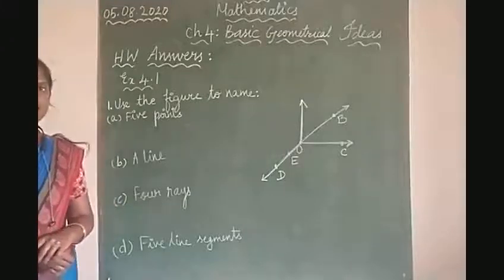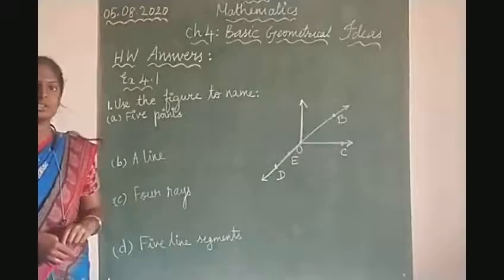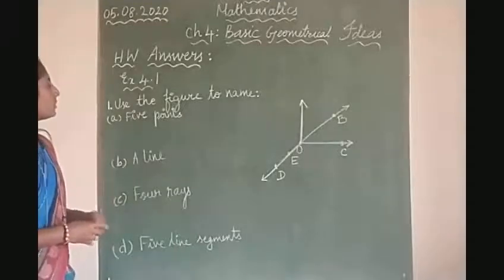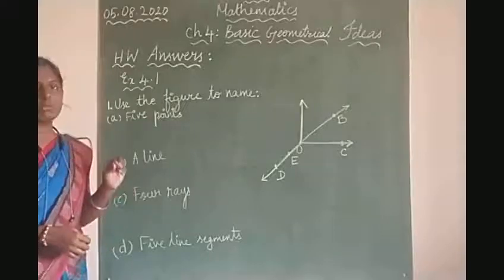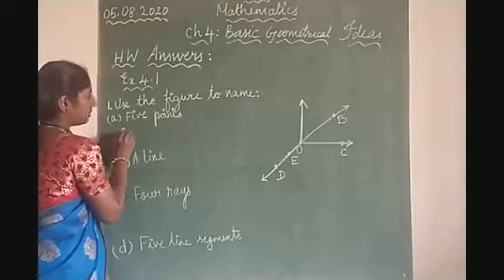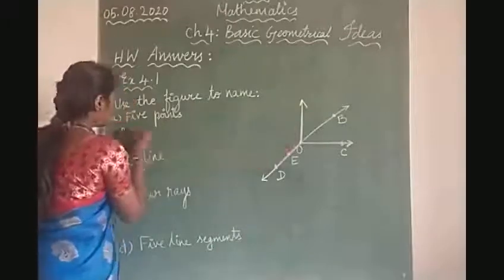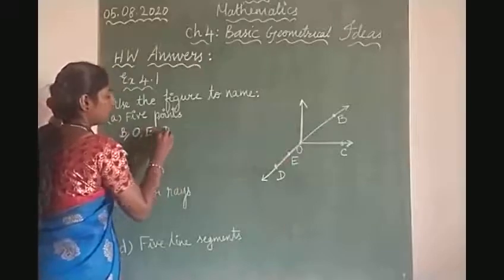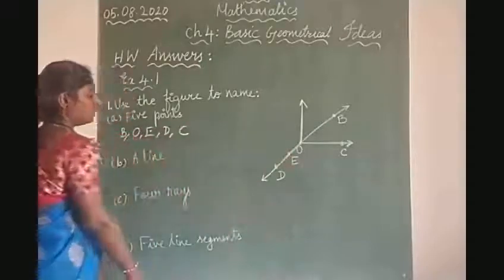Before entering into today's class, let us discuss the homework answers of yesterday. Exercise 4.1, first question. Use the figure to name 5 points. So we have to name 5 points from the given figure. Okay. So we can name point B, O, E, D, C. Okay. So 5 points.